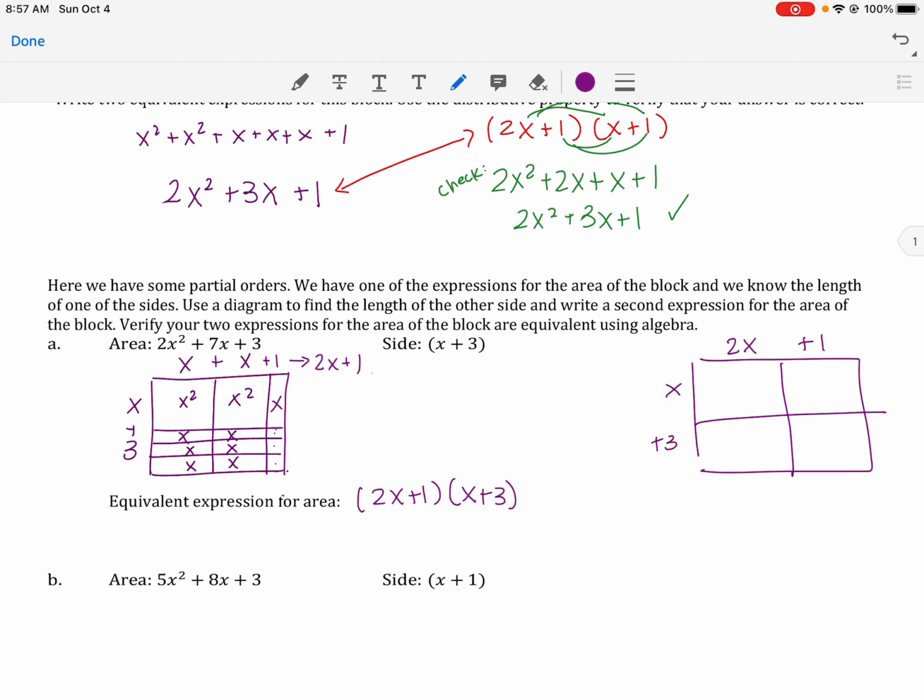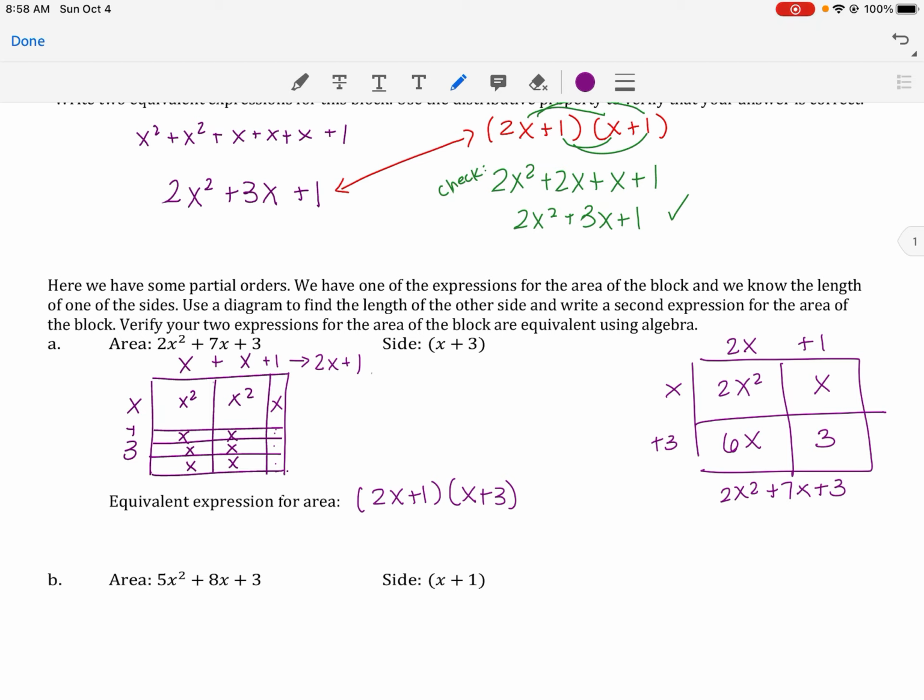So now just multiply the 2 sides. 2x times x is 2x squared. 1 times x is x. 2x times 3 is 6x. And 1 times 3 is 3. So now as you add that together, you have 2x squared. x plus 6x is 7x, plus 3. And notice it's really similar to our diagram.